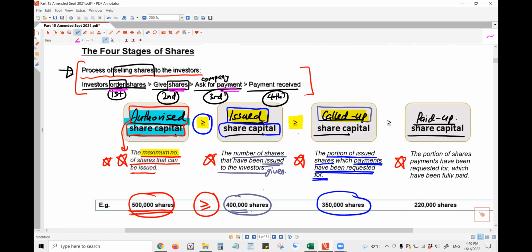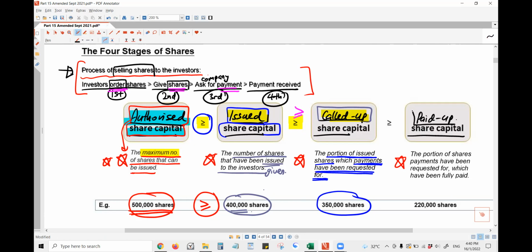Right? You get it? Because it cannot be greater. Call up share capital cannot be greater than issue share capital, because only the issued share capital would be asked to make payment. You cannot request more payments than the number of shares that you have issued. Therefore you have this sign here: lower than or equal to issue share capital.